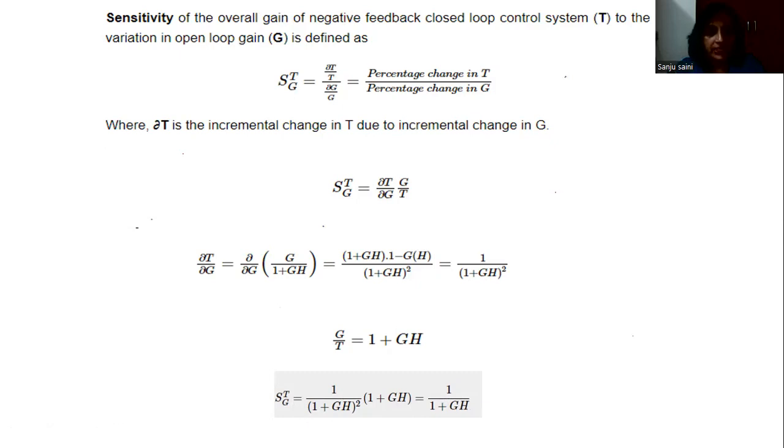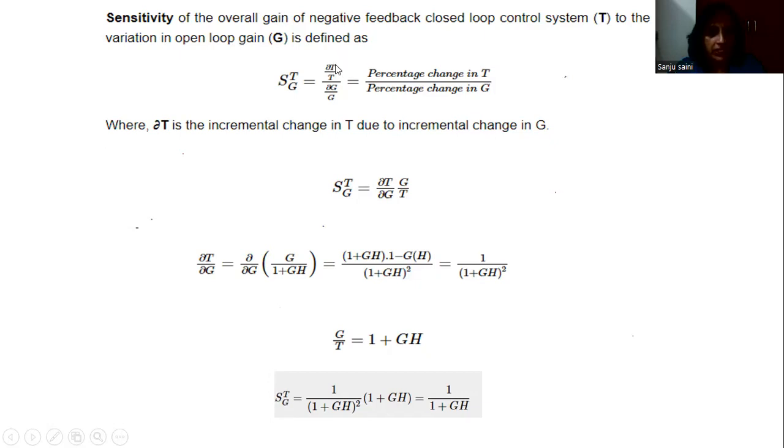Now, in this case, we can very well see how the sensitivity is affecting the overall change in the transfer function that is caused by the plant transfer function. Similarly, if we calculate the sensitivity of the open loop transfer function with respect to G, then for the open loop system, the overall transfer function is equal to G.